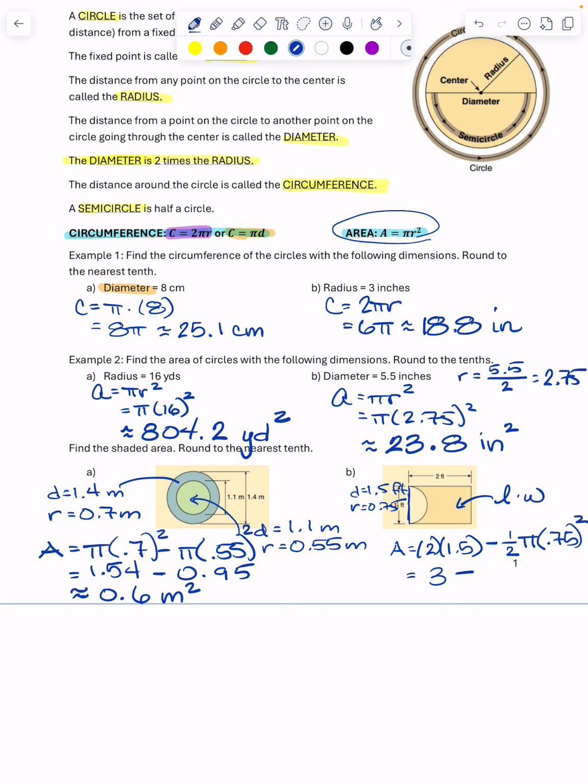Two times 1.5 is 3. The area of my semicircle is 0.8835. Since I am rounding to 1/10, I'm going to carry this out to the hundredths place. When I subtract those, I get 2.1164 to the 10th place, 2.1. And what's our label here? Feet squared. Square feet.